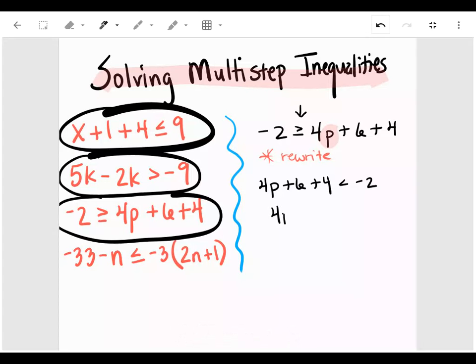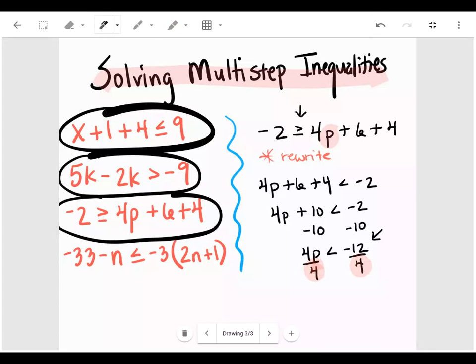So I have 4p, 6 positives plus 4 positives is 10 positives. And then subtract 10 from both sides, or add 10 negatives, it's up to you. So 4p is less than -12, and then we're going to divide by 4. And again, just to point out, just because we're dividing by 4 and this 12 here happens to be negative, that does not mean we have to flip the sign. The 4 itself, right here and right here, those are positive. So we're not going to flip the sign. We just have p is less than -3.